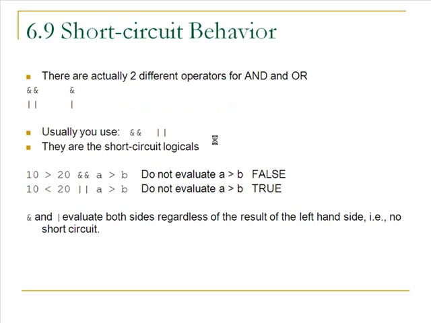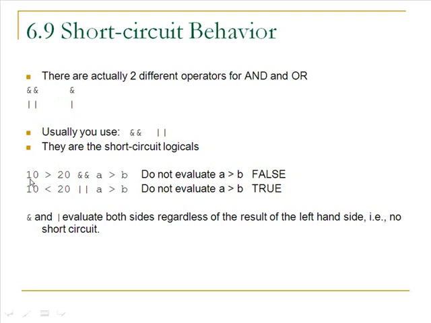In the introduction to this segment, we talked about the two different kinds of AND and OR operators, and we're going to describe that now. It's the short circuit behavior. There are actually two different AND operators, the one with two ampersands, and then the one with one ampersand. We've been using the two ampersands and the two vertical bars for the OR operator, and logically this AND is the same as this AND. So what's the difference between them?